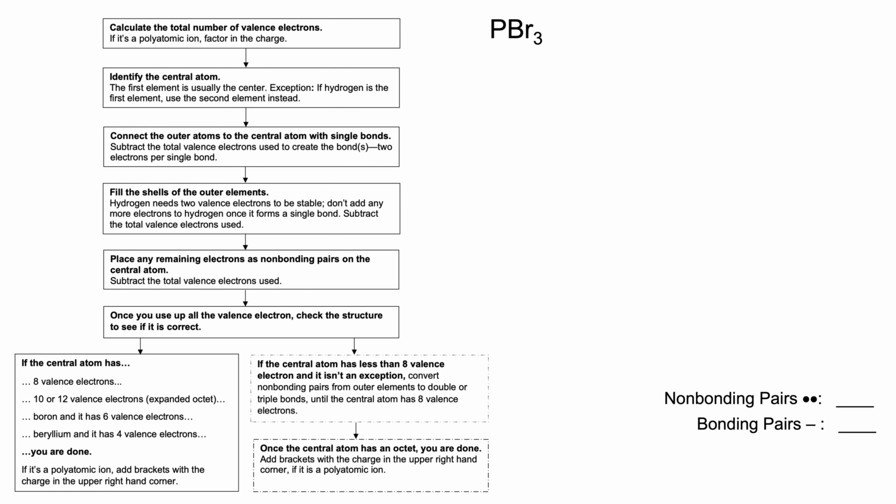To draw the Lewis structure for phosphorus tribromide, the first thing I'm going to do is the inventory. There's 1 phosphorus and 3 bromines. Each phosphorus contributes 5 valence electrons. Each bromine contributes 7.